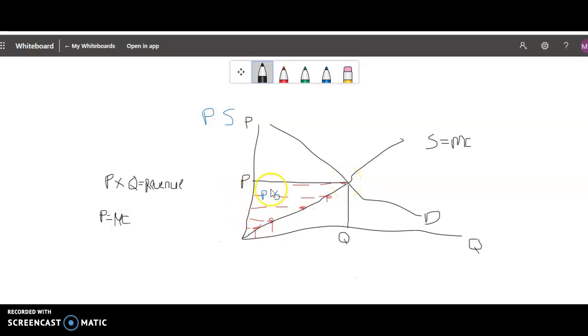So if you take this difference, the difference between what they're willing to accept and what they actually receive, and then you times it by how many units they sell, that becomes the total producer surplus in the market. Okay, so P times Q is the revenue. This bit here from underneath the supply curve all the way up to the equilibrium point is, say, the cost, whereas up here is the profit.